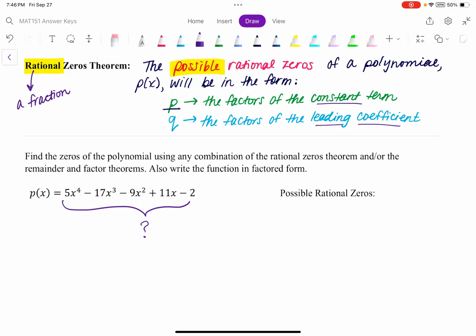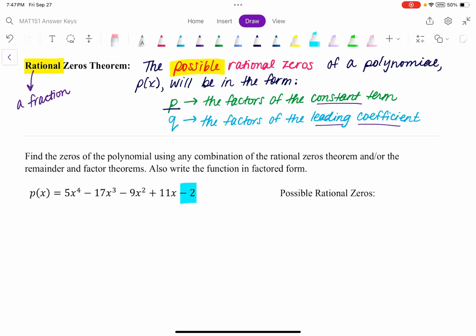However, if the function doesn't factor, that's when the rational zeros theorem is really handy. This function does not factor by any of our traditional factoring methods, so the theorem is going to be useful. So let's start by identifying the constant term. That's the term that does not have a variable attached to it. In this case, our constant term is -2.